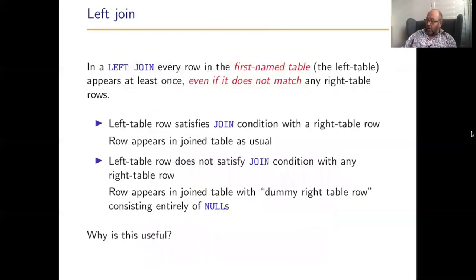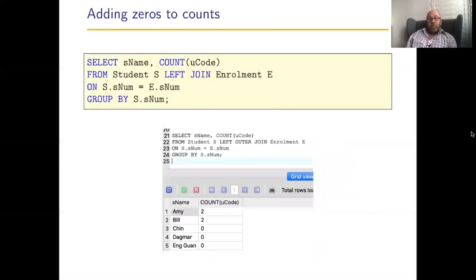Okay, so why is it useful to do this? Well, the reason is that it is useful to know that somebody is a student but hasn't yet enrolled in anything. So the way that we can most easily make productive use of this is by using the fact that the aggregate functions skip nulls.